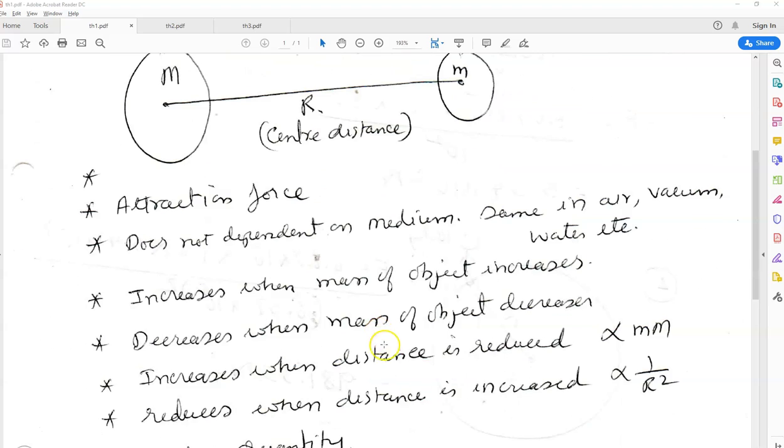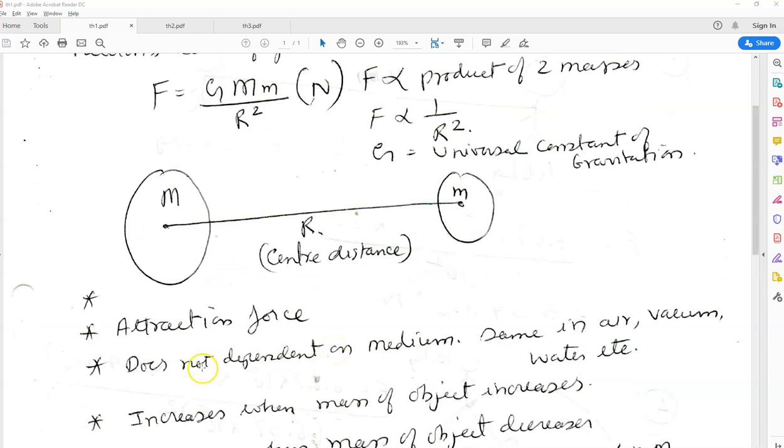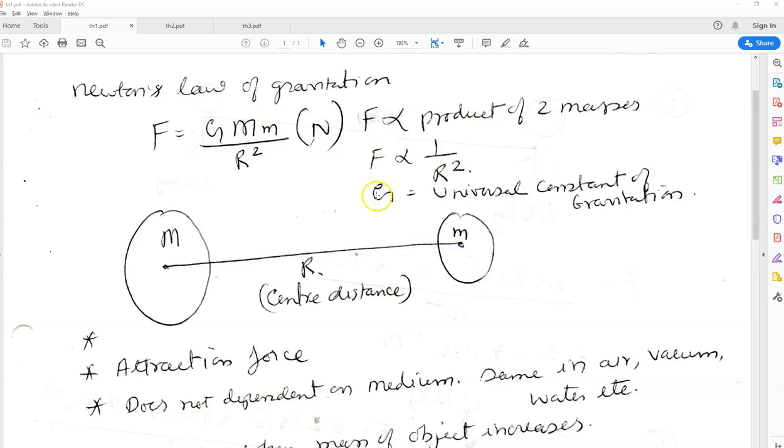Some of the important points about gravitational force: this is an attractive force. There is no repulsive gravitational force. It's always attractive. This does not depend on the medium. And one more thing which is not mentioned here is the value of G, the gravitational constant, is a very, very small number. For that reason, the gravitational force between two objects is very small.